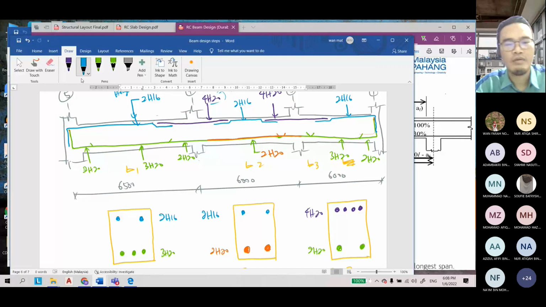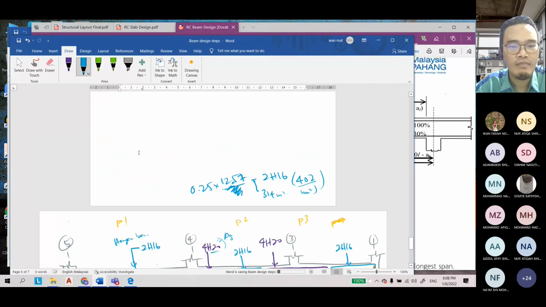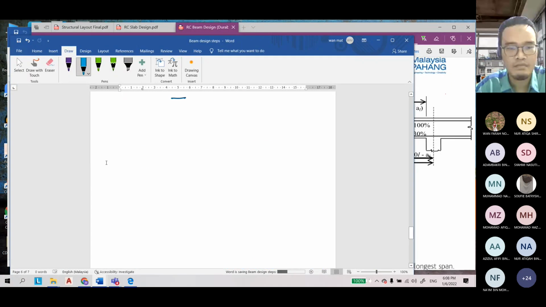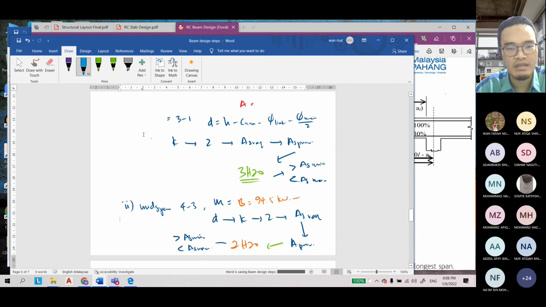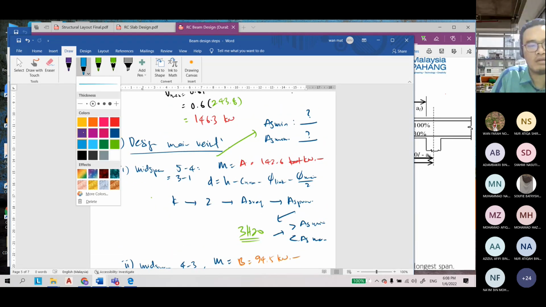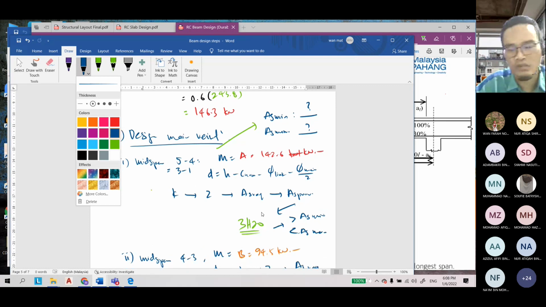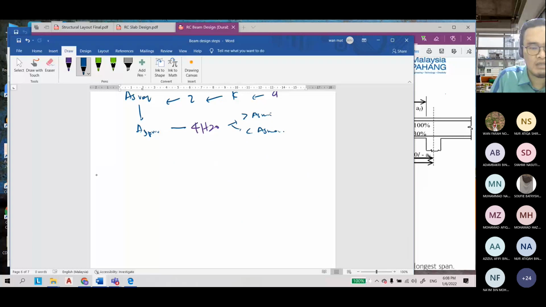And then what to do is design reinforcement, and then here you design for shear reinforcement. Boleh lagi ya? Faham tak ni? I hope you still here.